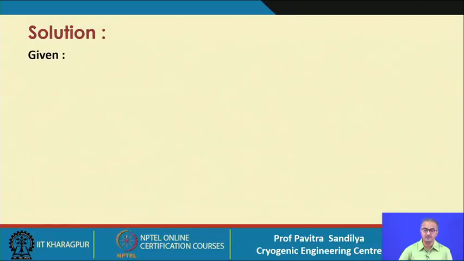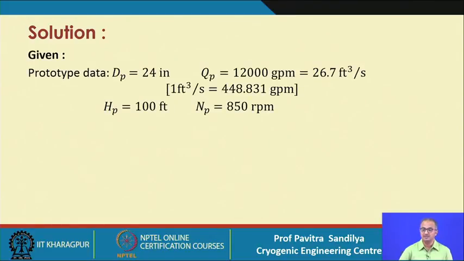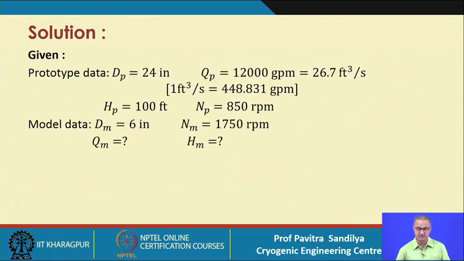For the solution of this, first we write all the data that is given to us. We convert the flow rate of the liquid from gallons per minute to cubic feet per second with this particular relationship. And these are the various heads for the prototype. Here P represents the prototype and M represents the model. For the model, we have been given the diameter of the impeller and the rotational speed, and we have to find out the capacity and the head.